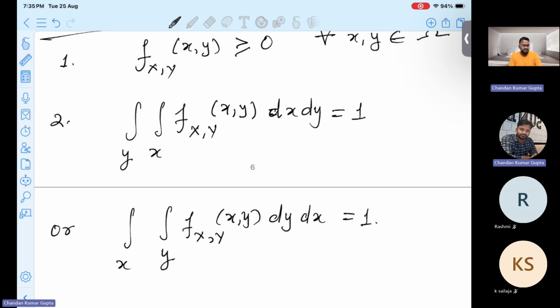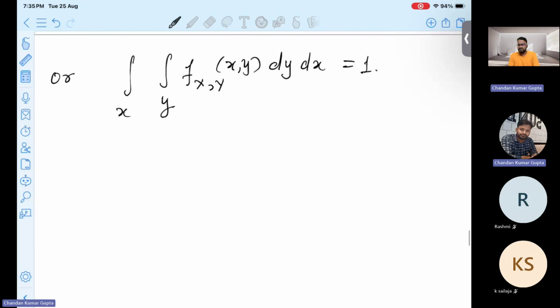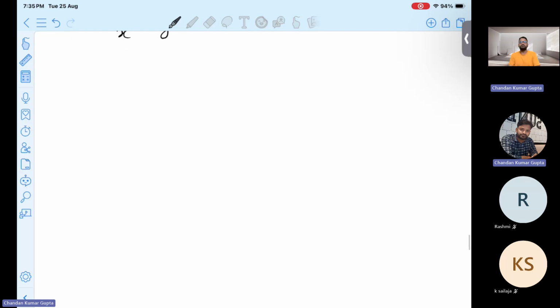Again, we have some more questions related to these. So up to this point, if you have any doubt, let me know. If not, then we have one or two more topics to discuss and then we'll solve numericals. So the next topic is independent random variables.